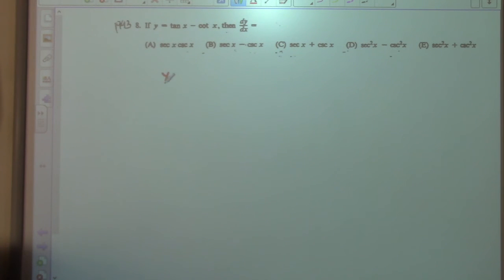So y prime is going to be equal to the derivative of tan x, which is secant squared x. Derivative of cotangent is going to be negative... let me see. I'm just trying to remember the rules. And then we have cotangent. Derivative of cotangent is going to be negative cosecant squared.